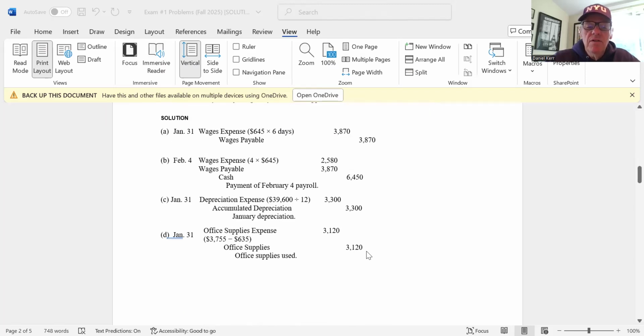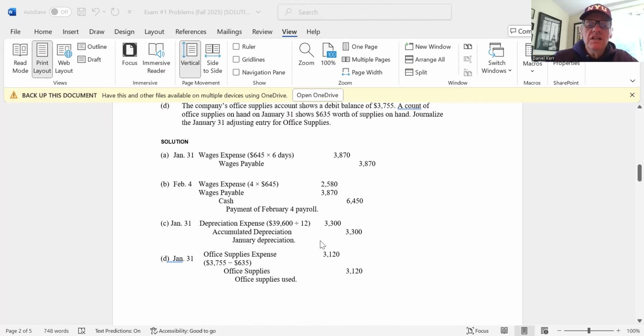And then the last one, for the office supplies, you had 3,755 in the balance of the account, and you did a physical count of the supplies, and there was only 635 on hand. So therefore, the amount that was used up must have been 3,120. So debit office supplies expense and credit office supplies. So those are the adjusting entries.